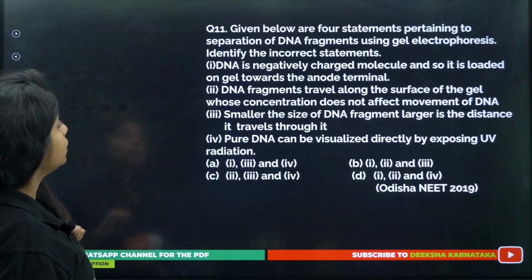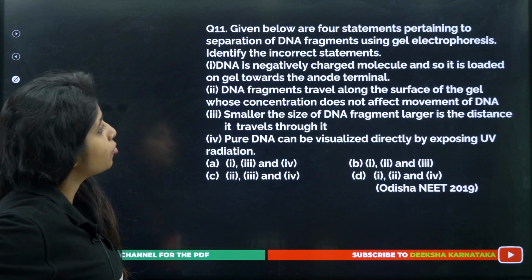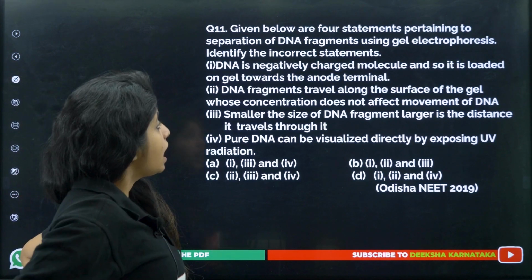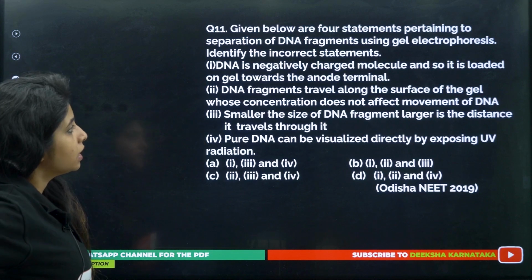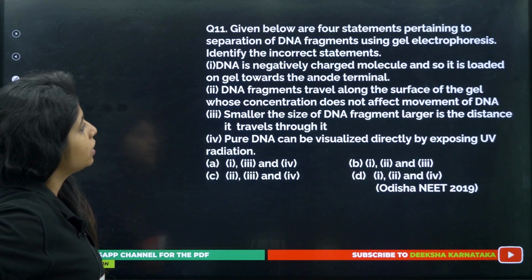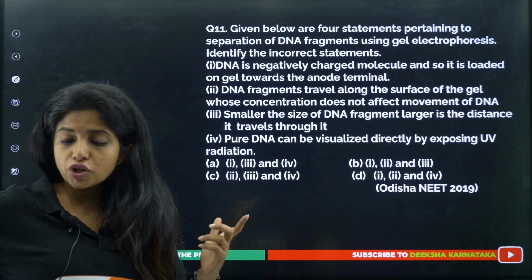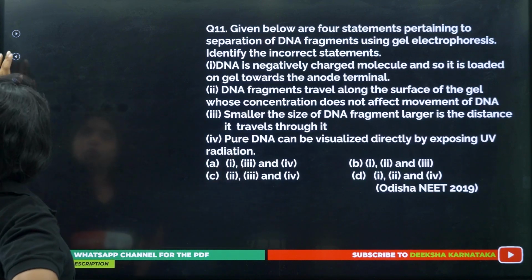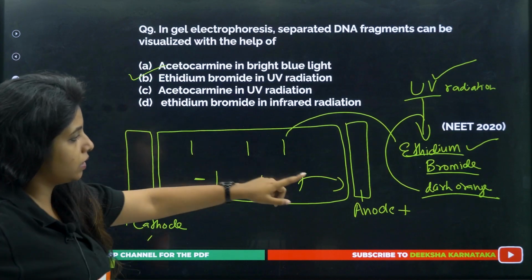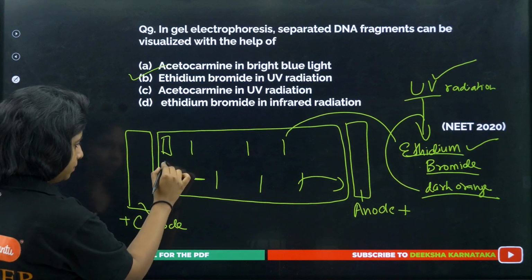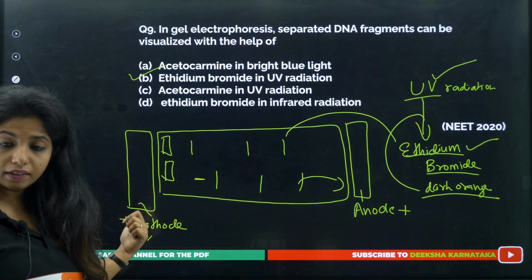Now, question number 11th. Given below are 4 statements pertaining to separation of DNA fragments using gel electrophoresis. Identify the incorrect statement. DNA is negatively charged molecule and so it is loaded on gel towards the anode terminal. So it is negatively charged. So is it loaded near the anode terminal? So this is the anode, this is the cathode. Where will I load my DNA initially?